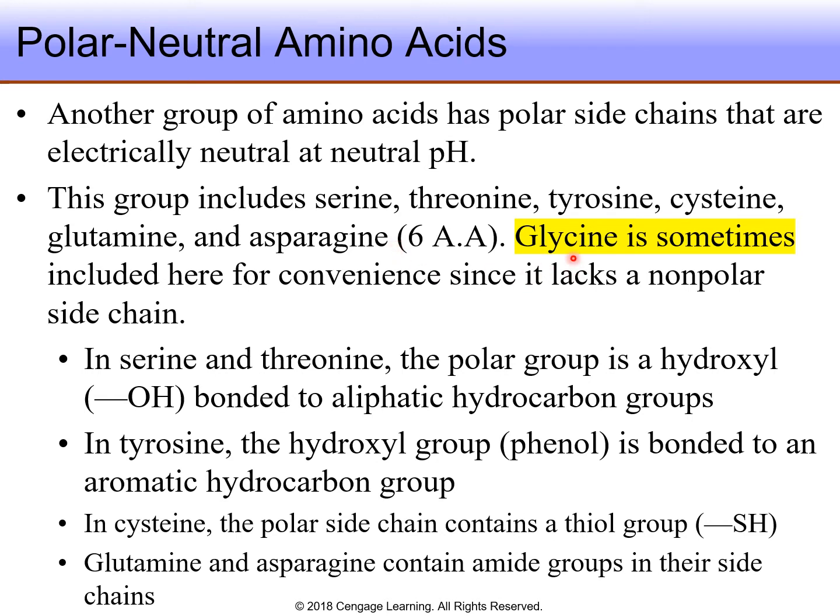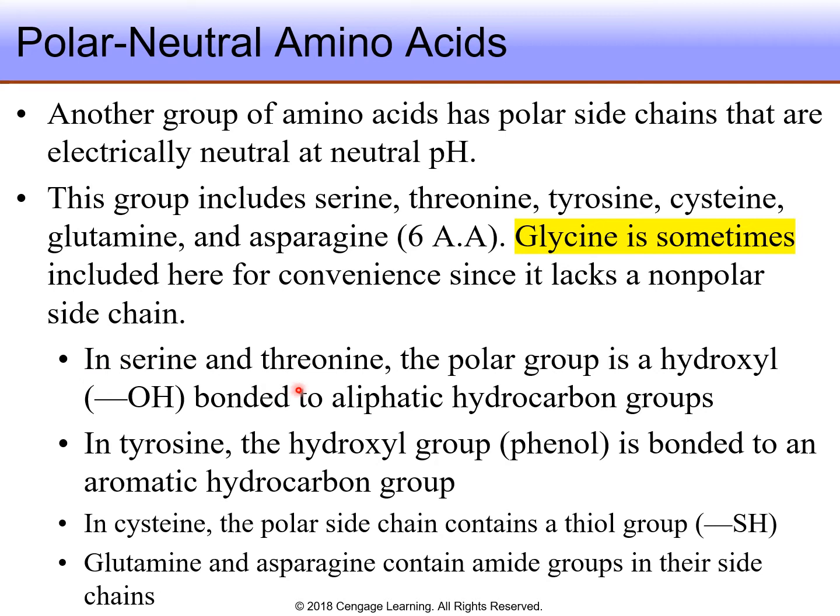Now, the amino acid glycine is sometimes included here for convenience since it lacks a nonpolar side chain. Glycine was mentioned in nonpolar amino acids, but sometimes it's included in polar neutral amino acids. Why? Because it lacks a nonpolar side chain.